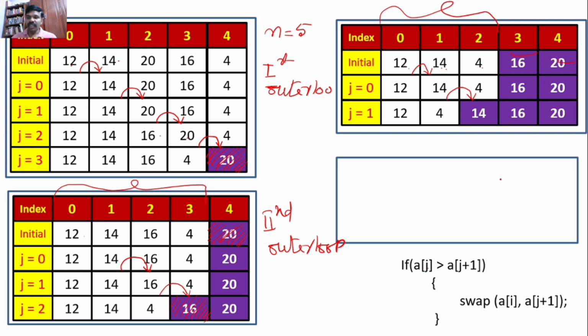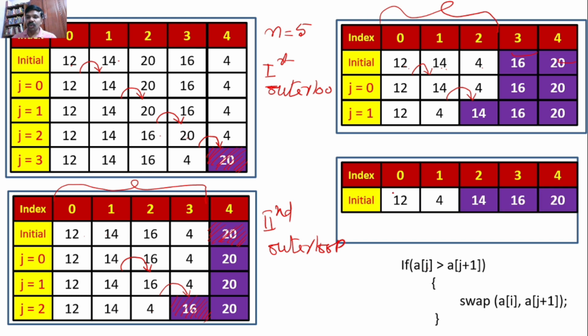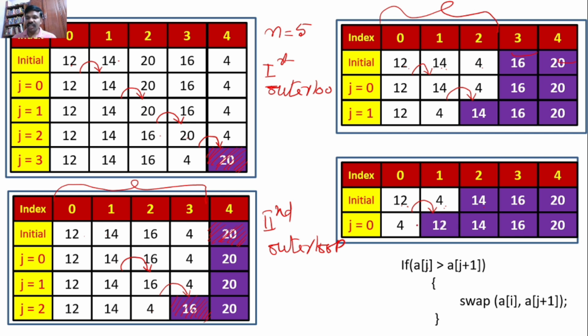Next, go to the fourth outer loop. In the fourth outer loop, before coming into the loop, the initial position is 12, 4, 14, 16 and 20. Once again, J starts from 0. So the 0th element and first element are to be compared. Whether 12 is greater than 4, true, then exchange it. So 4 occupies the first position and 12 occupies the second position. And this is my final answer.